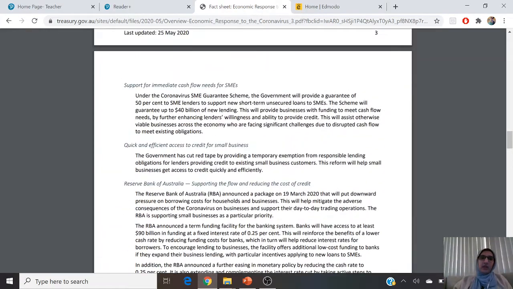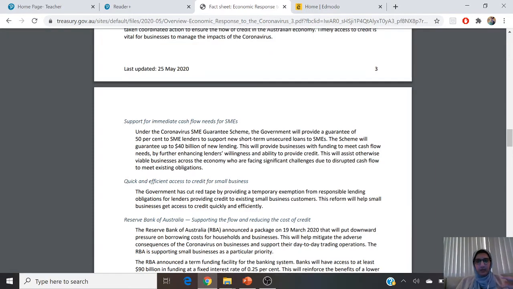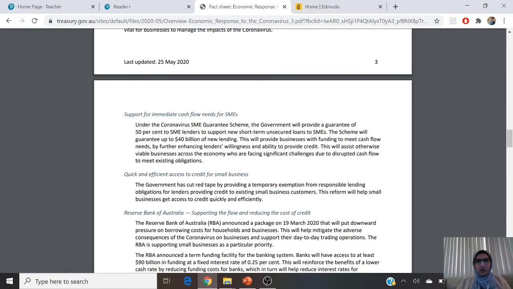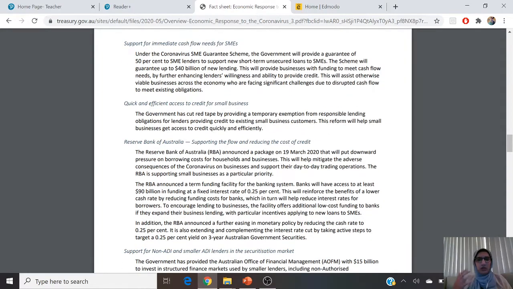Then there's the flow of credit within Australia. SMEs are small to medium enterprises, basically small to medium businesses. The government paid them as well. The government will provide a guarantee of 50% to SME lenders to support short-term unsecured loans, giving quick and efficient access to credit for small businesses. The Reserve Bank of Australia also reduced the cash rate.